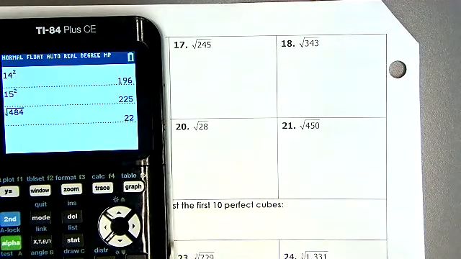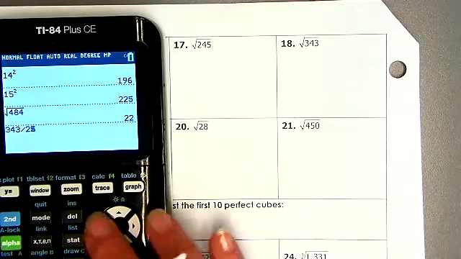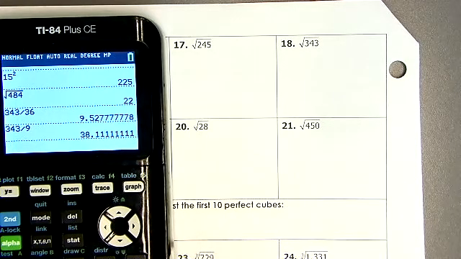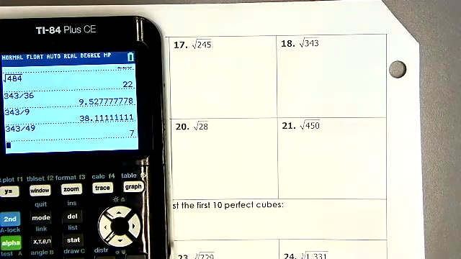I know it can't be divisible by 25. It's not going to be divisible by 4. So I'm just doing 343 divided by 36, the next highest one. 36, enter. Nope. 343 divided by 9. Nope. I did 36, so let me try 49. Enter. Oh, I got a whole number.